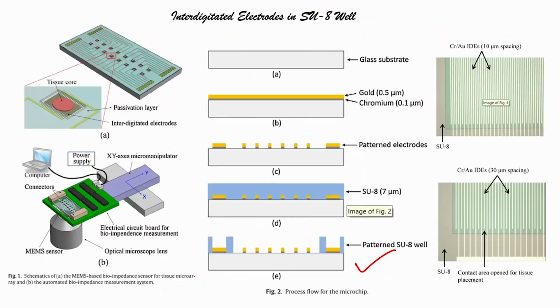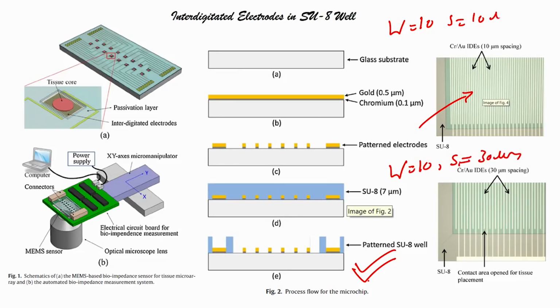So, by doing this, what will we get? We will get this pattern which you can see here, and if you take the microscope image, then you will have interdigitated electrodes. Here your mask was such that your width was 10 micron and your spacing was 10 micron. Here the mask is such that your width is 10 micron and your spacing is 30 microns. And this is your SU8 well, and you can see the green color is your oxidized silicon wafer.